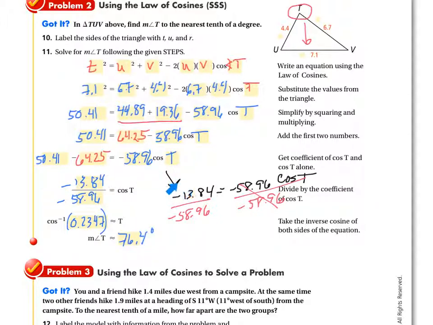We then went over here because your textbook likes to skip a couple of steps. So this difference here is the negative 13.84 equals this term here. So if I'm trying to get cosine of t by itself, isn't it being multiplied by negative 58.96? So then we divide both sides by that. So that's how they're coming up with this ratio here.